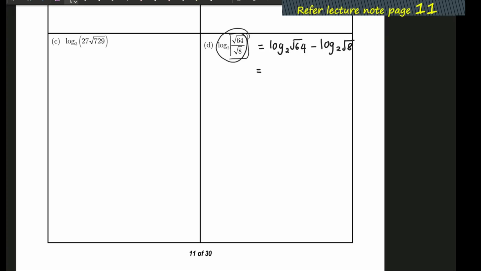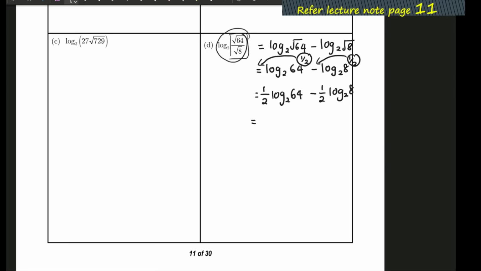Now, surd of 64. When surd, meaning the index is half. Always change it to index because we want to use it. Okay, it is very useful to simplify this. To make it clear, surd will become power of half. Okay, so by using this law of log, we drag it to the front. So this one will become 1 over 2 log 64 base 2 minus 1 over 2 log 8 base 2.